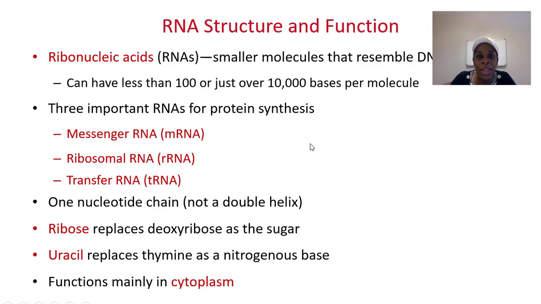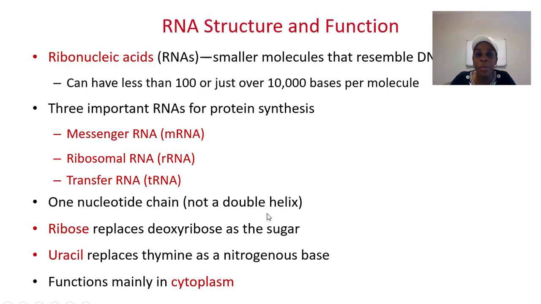Now let's talk about RNA. What is RNA? RNA stands for ribonucleic acid. So DNA and RNA are both nucleic acids. It is a smaller molecule that resembles DNA. So one difference between DNA and RNA, RNAs are smaller. They can have less than 100 or just over 10,000 base pair molecules. And DNA can have millions. So we have 3 important RNAs for protein synthesis: mRNA, rRNA, and tRNA, right?